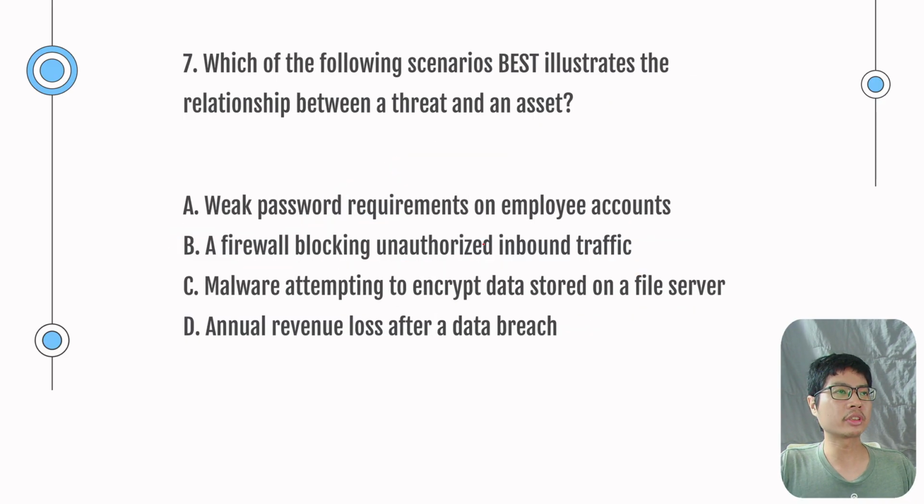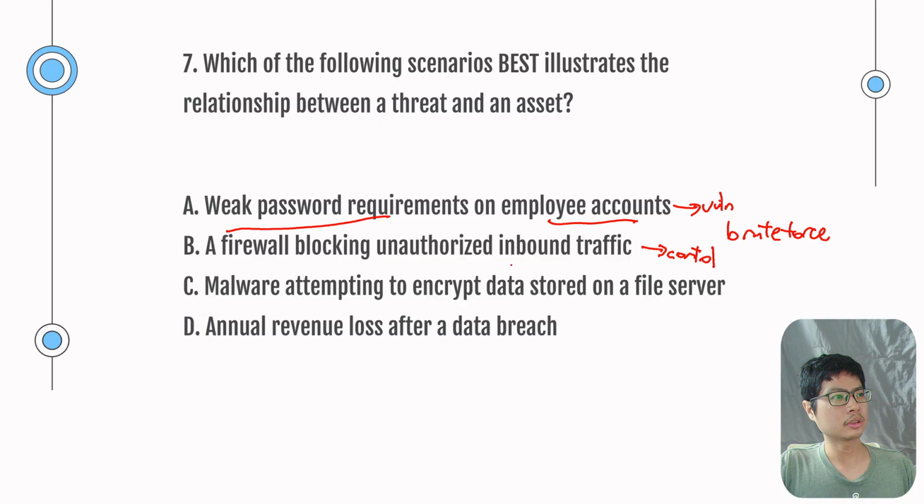Okay, question 7. Which of the following scenarios best illustrates the relationship between a threat and an asset? Okay, so if we look at weak password accounts on employees' accounts, this would be a vulnerability because weak password requirements allow a threat actor to execute what is known as a brute force attack, where they can force or guess all the passwords on employee accounts. So a firewall blocking unauthorized inbound traffic, and this would be a control because the firewall is actually blocking inbound traffic bound for the asset.